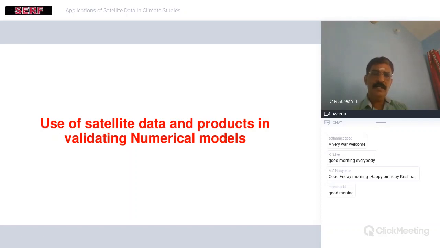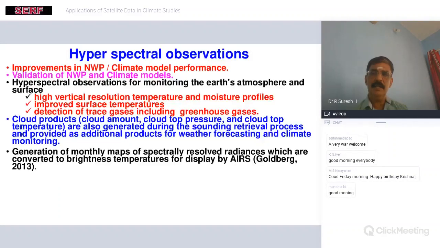The use of satellite data and products in validating numerical models. I am approaching this slide in such a way that we have a good understanding of how the data is useful for day-to-day weather application. So here it will be a mixture of all: how the sensors will be used, how the revalidation can be done, and how, if any error or query comes in, the satellite data from the sensors will be in a position to address the query. So I am going to concentrate that way.